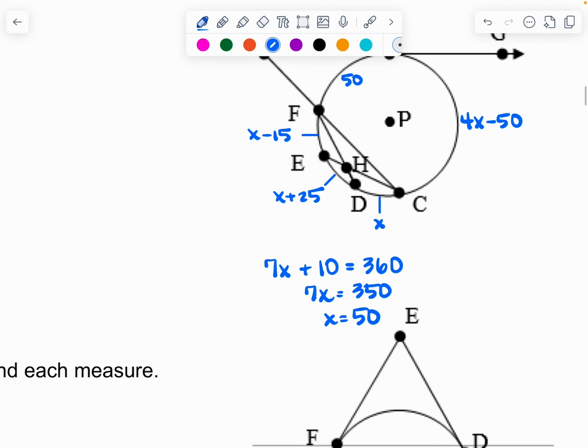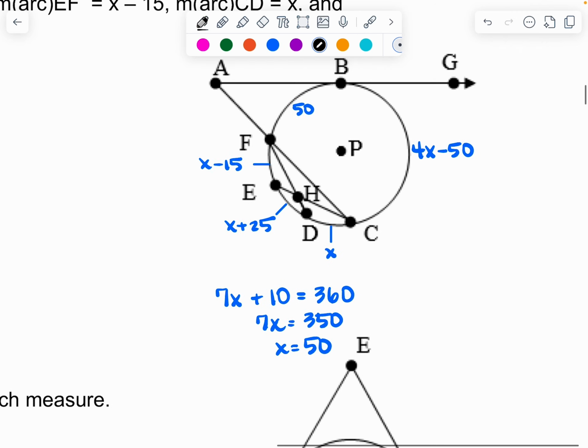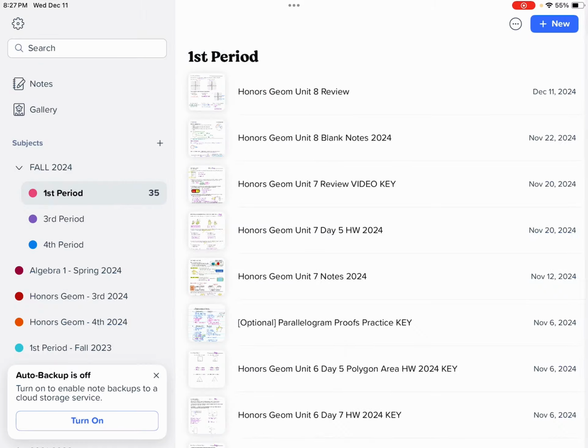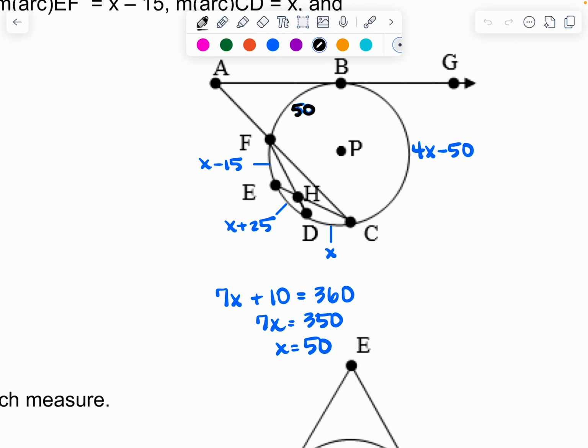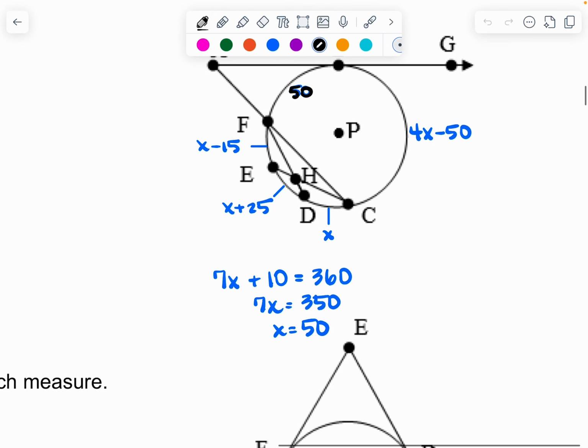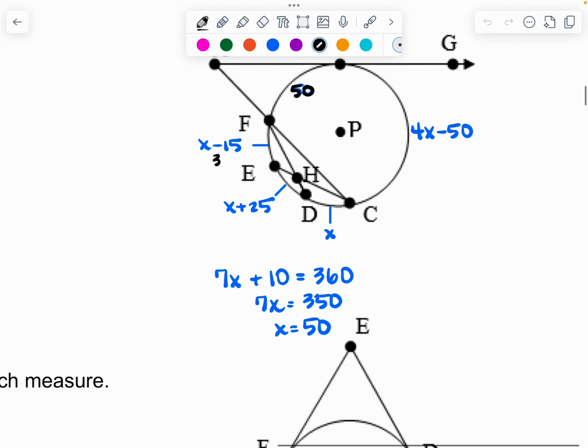So now if you want to, I'm going to go back in and trace over the 50. And then if we plug in the 50 everywhere else, that's going to give us 35 degrees. And this is going to give us 75 degrees. And this one's going to be 50 degrees. And what is that going to be? 200 minus 50, so 150 degrees.